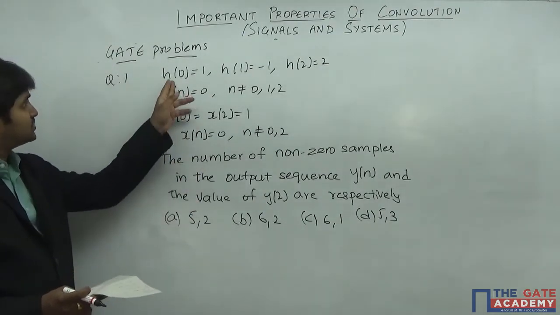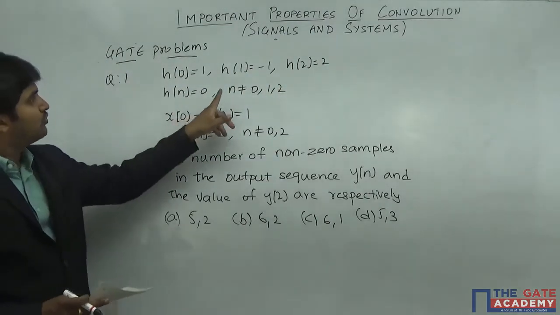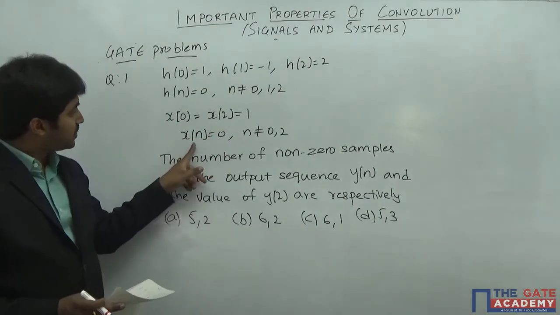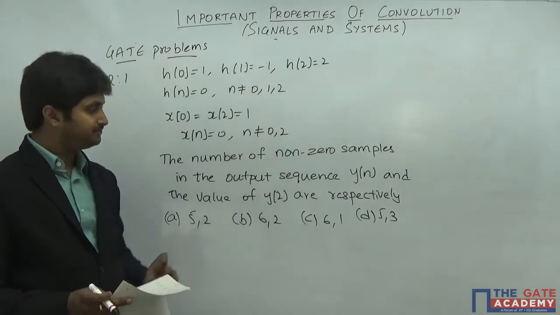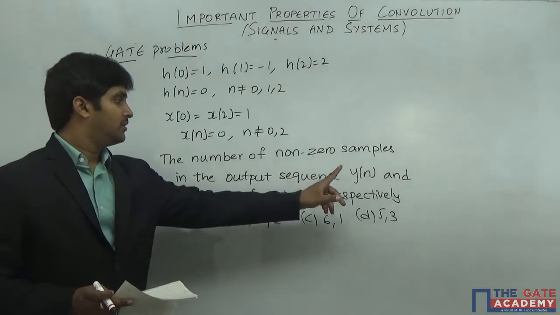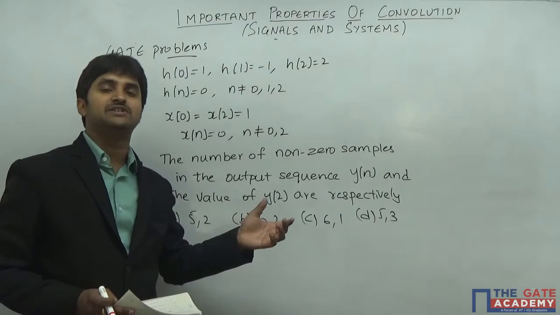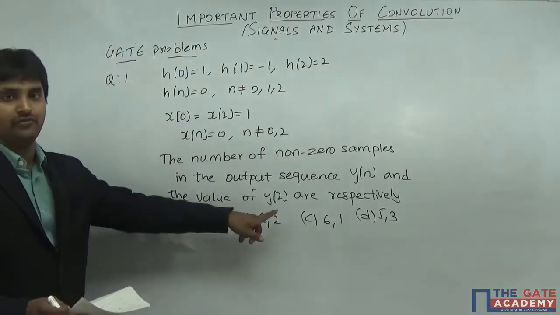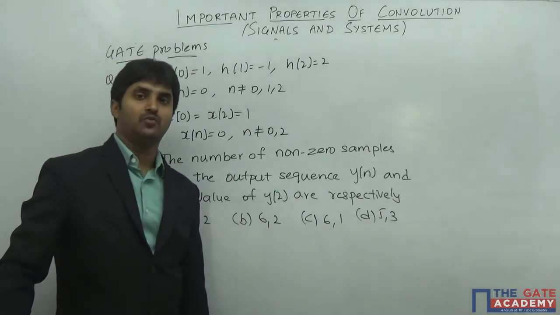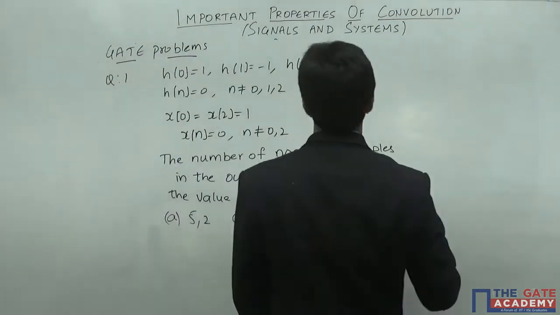So the given question is that h of 0 is equal to 1, h of 1 is equal to minus 1, h of 2 is equal to 2, and h of n is equal to 0 for the other values of n. And x of 0 is equal to x of 2 is equal to 1, and x of n is also equal to 0 for other values of n. Now we want the number of non-zero samples of the output sequence y of n and the value of y of 2. We have to see how many non-zero samples are present for y of n and also the value of y of 2. You can just pause the video and try to solve based on what we have discussed in the tabular method. Okay, now the solution is going to be something like this.